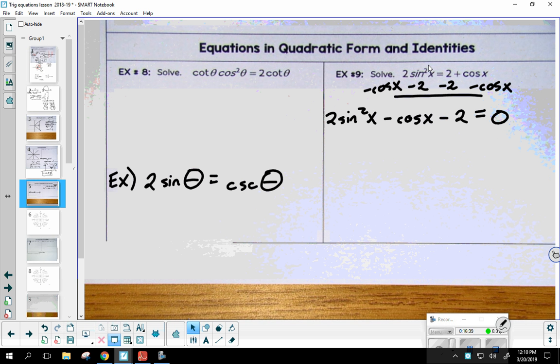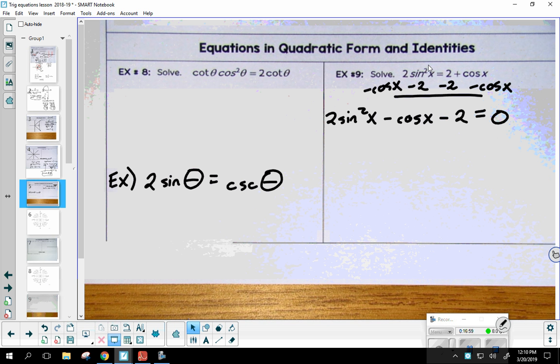Now, it's true, it's a quadratic. Okay, we have the 3 terms, but how is this one different from the ones we were looking at yesterday? There you go. The 2 trig functions are not the same. So this is where you're probably going to want to use an identity to go ahead and replace or substitute part of it so that you can get it.